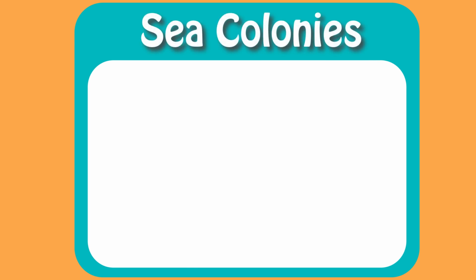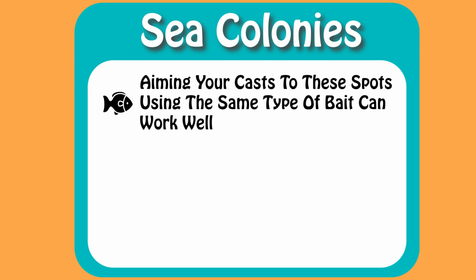Aiming casts to any of the colony features just mentioned can prove effective with any bait, though a common method that many anglers use involves using the same bait type to match the hatch. The idea is that fish will be in a certain hunting mode if surveying a certain feature for prey.